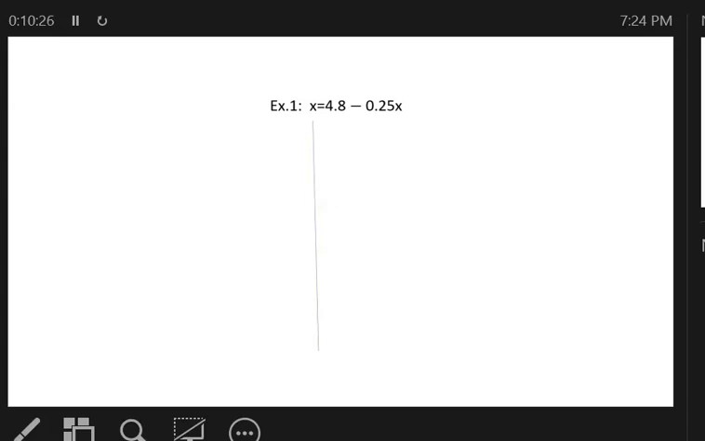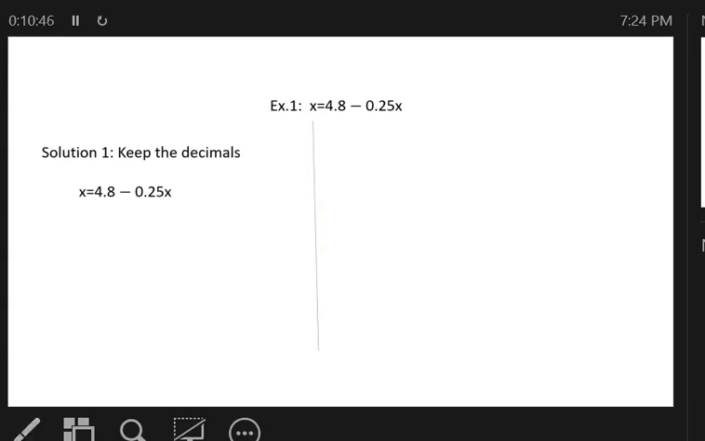In this video, we're going to look at how to solve an equation involving decimals. So we have two solutions. The first solution, we're going to keep all the decimals and try to get x by itself. So we're not going to get rid of any decimals.